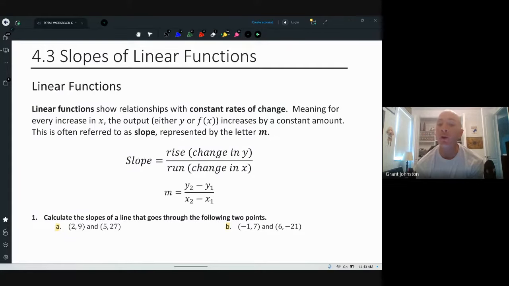This is often referred to as slope, represented by the letter m. So I know you've dealt with slope in the past. As we get into linear functions, we just need to review this a little bit to make sure you're sharp with your skills with slope.